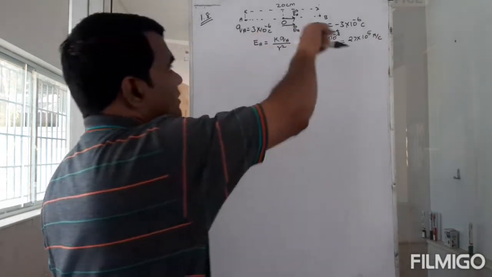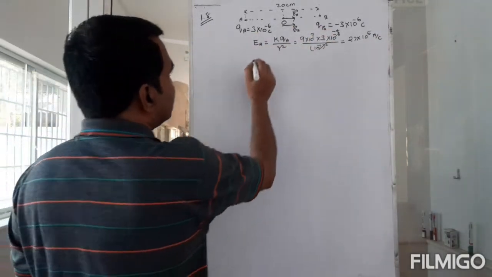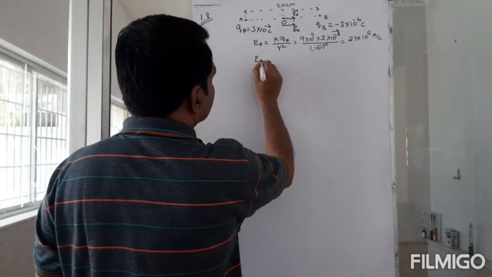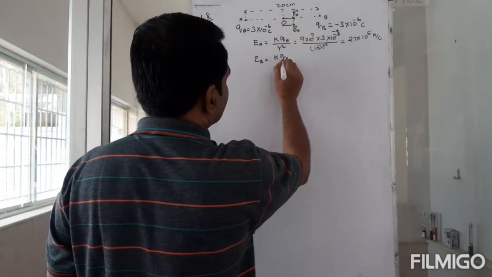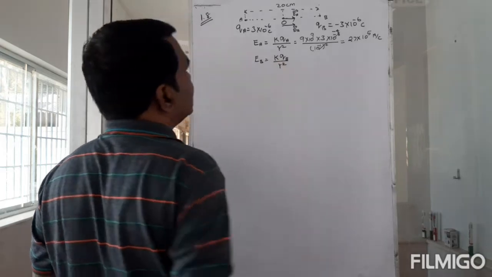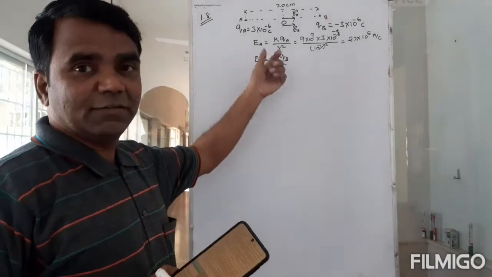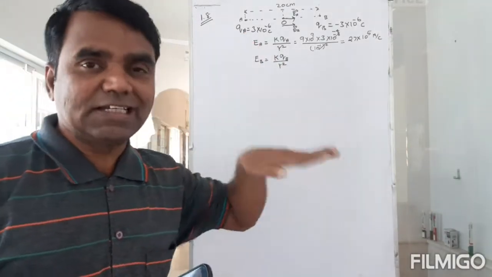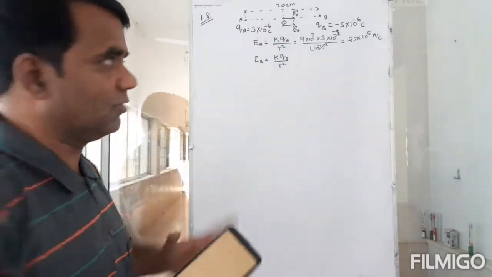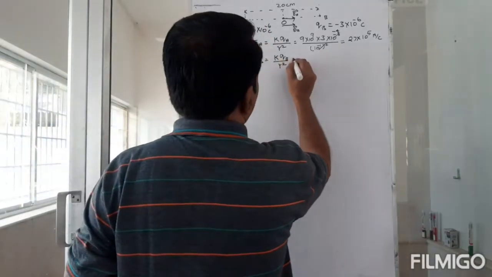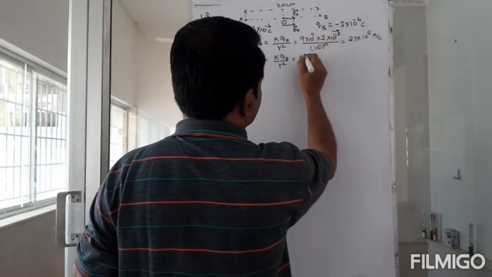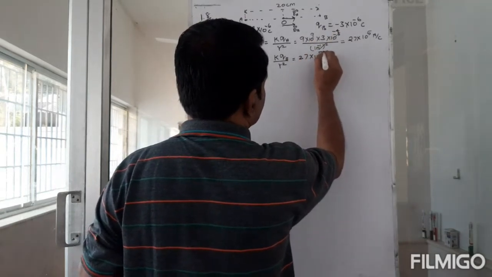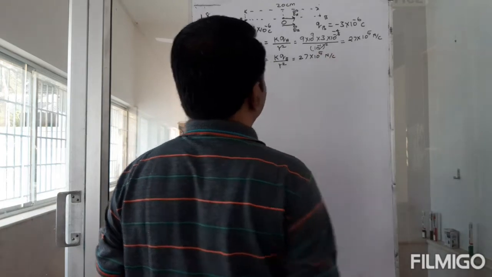So that's the field in this direction. So what about EB? Same, right? It's K QB by R square. Again, I can put a negative sign here, but that only tells me it's an attractive force in that direction, that's all. So this also will have the same value. Effectively, I have 27 into 10 power 5 Newton per Coulomb.